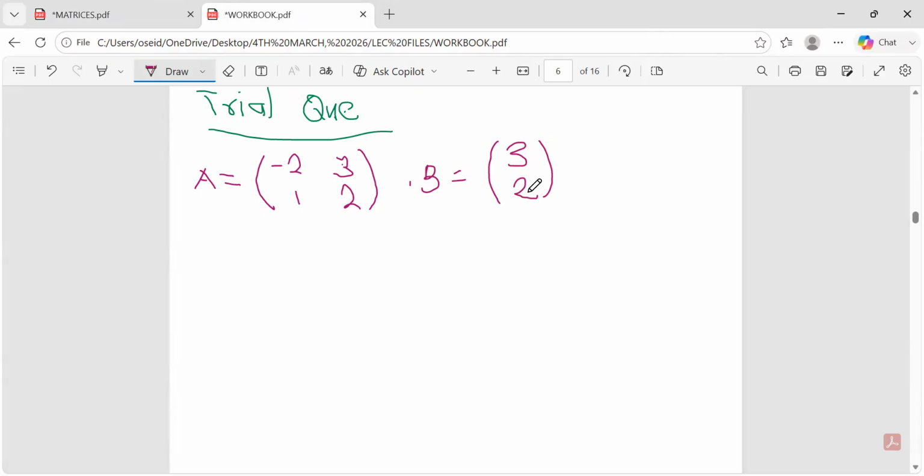Then we can say that AB equals negative 2, 3, 1, 2, times 3, 2.